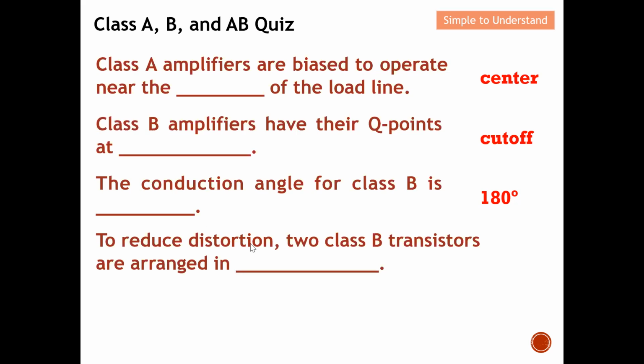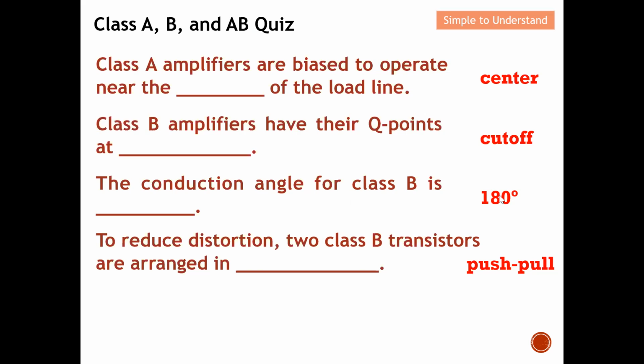To reduce distortion, 2 class B transistors are arranged in a push-pull. Earlier on, I told you that without any push-pull, only half will be turned on. Remember what I did earlier in the first part on the class B amplifier: by having just one transistor, I will only have the positive or the negative. So hence, the conduction angle is around 180 degrees.